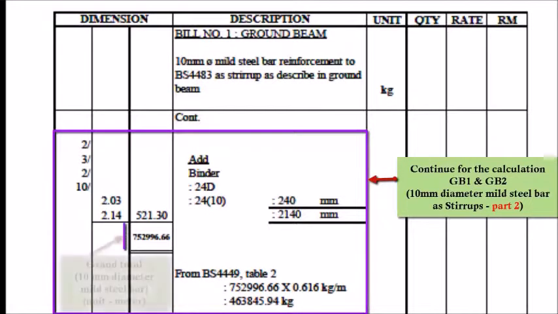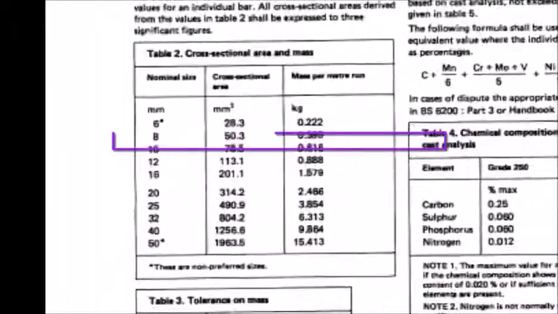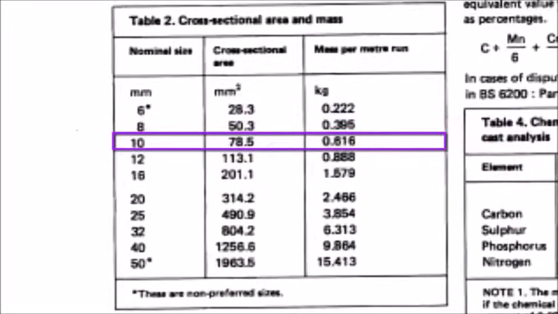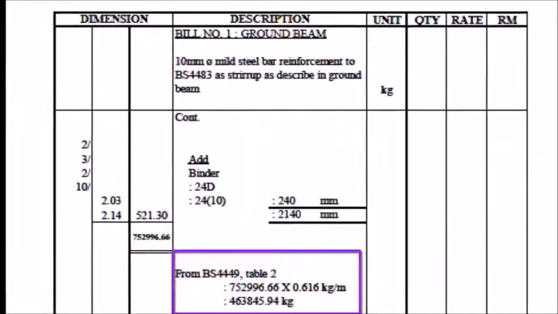First, we must sum up the total meter of 10 mm diameter steel bar used. Then, refer to BS 4449, Table 2 to find the mass per meter for the 10 mm diameter mild steel bar. After that, the grand total is multiplied with the mass per meter of the 10 mm mild steel bar. Finally, we will get the total mass of it.